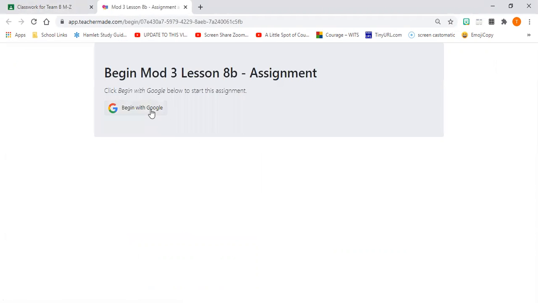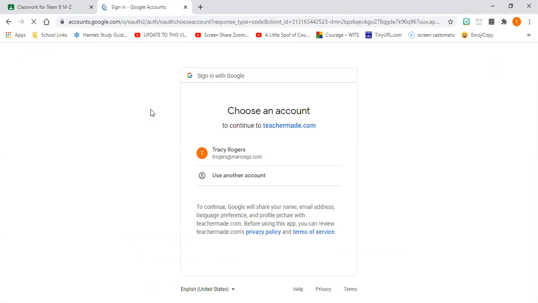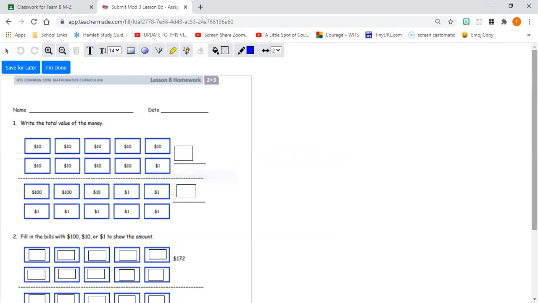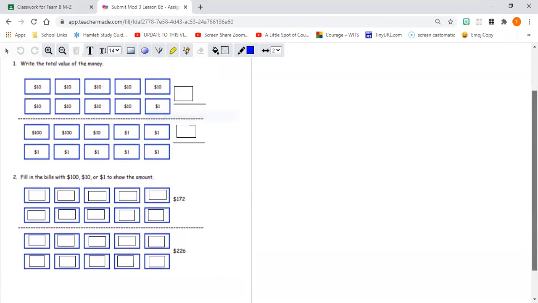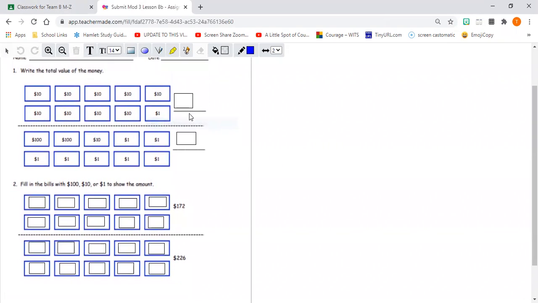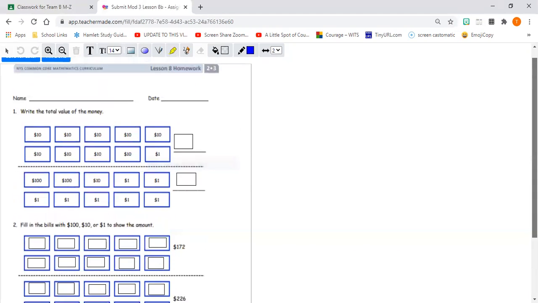8B looks like this. And this time you have to count the total number of money. Make sure you put your dollar sign and no spaces. Down here, again, you just fill in like you did before. Dollar signs, no spaces. How many $100 bills, how many tens, and how many dollar bills are you going to need to make 172 and then 226. So that should be pretty easy.